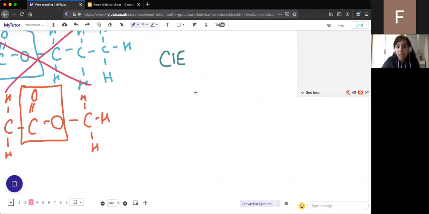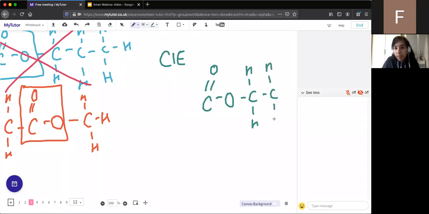I'll draw it out again today. So ethyl ethanoate just looks like this. So this is ethyl ethanoate. So 2 carbons come from the ethanoic acid, which produces ethyl ethanoate, and this part would be from the ethanol, the alcohol. So that's ethyl ethanoate, which you need to be able to draw.